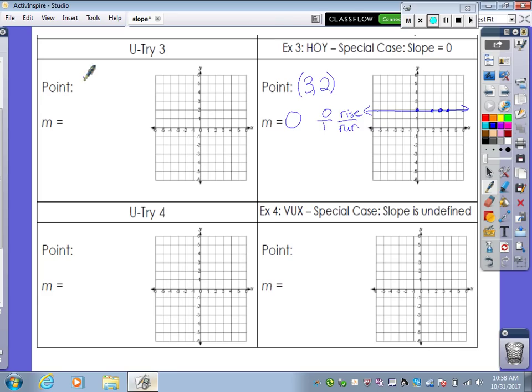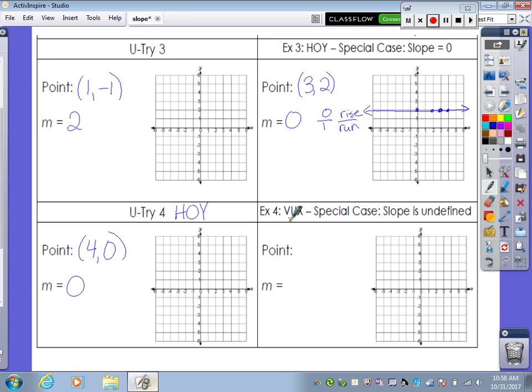Your U-try 3 would be a 1, -1, with a slope of +2. And U-try 4 is going to be another horizontal line example. So start at the point 4, 0, and give it a slope of 0.